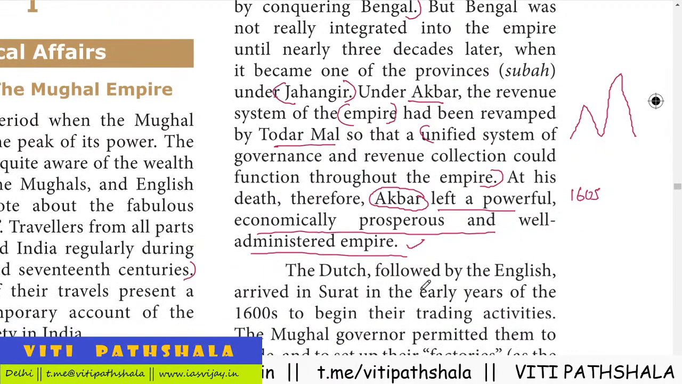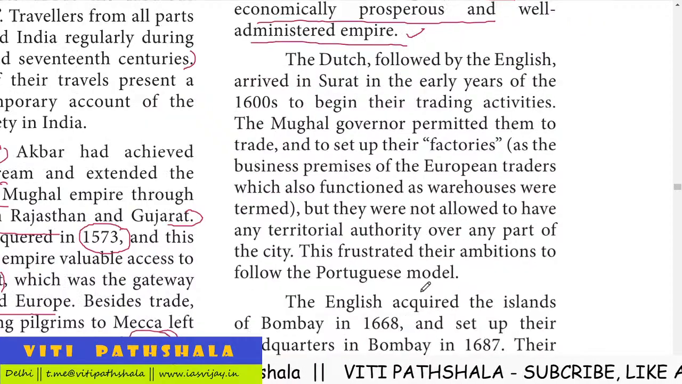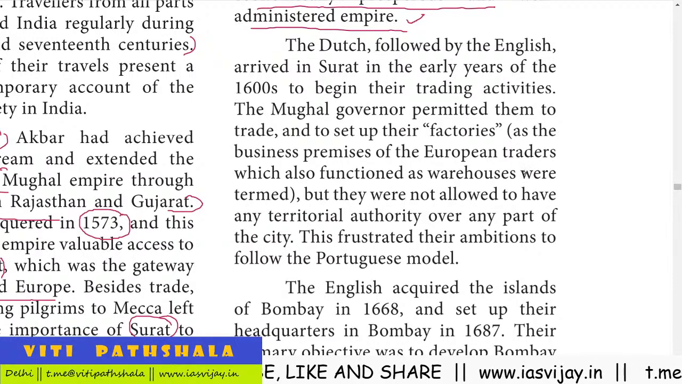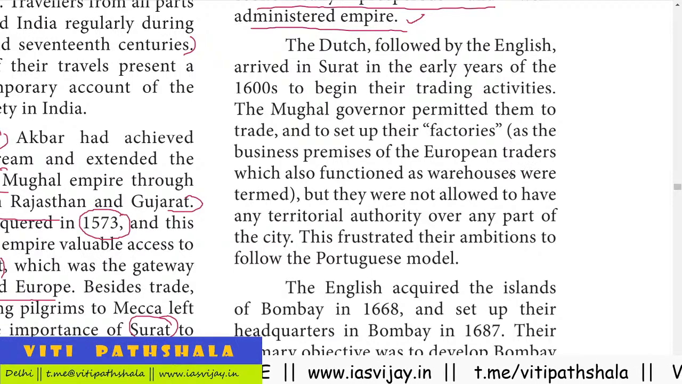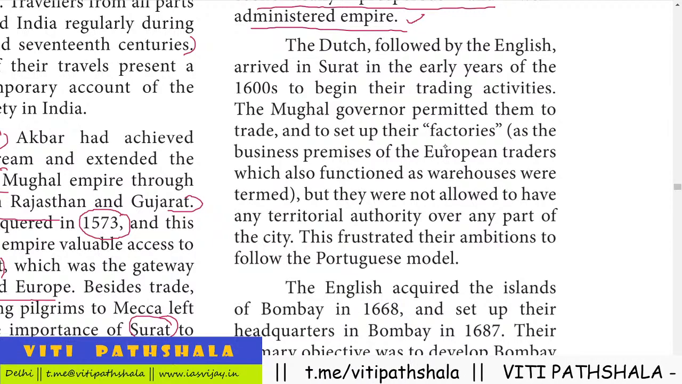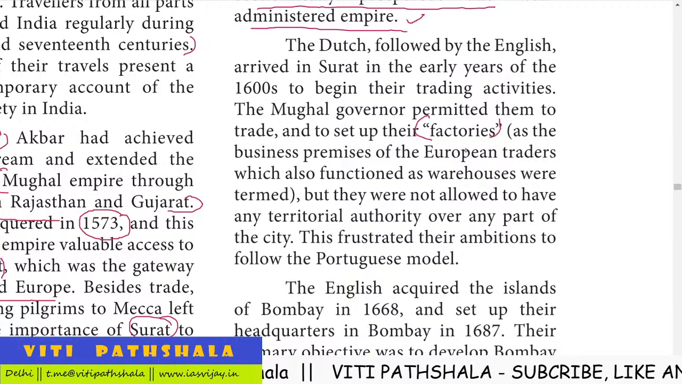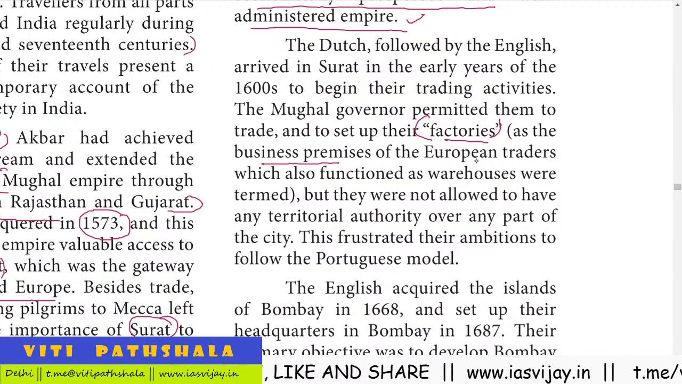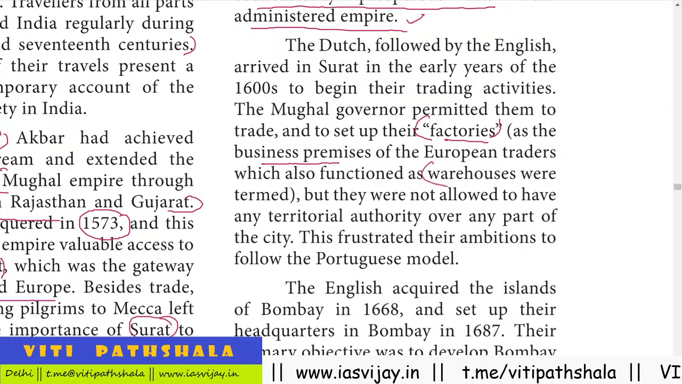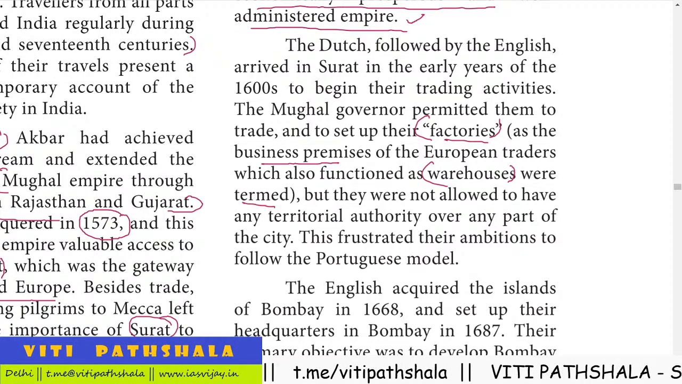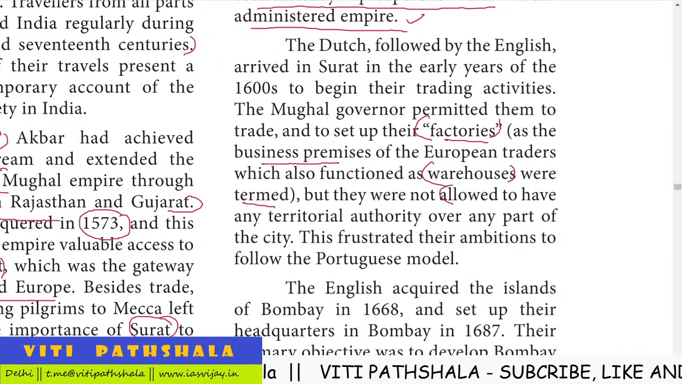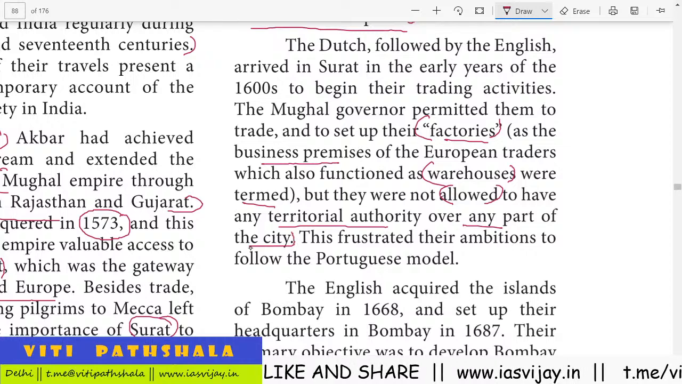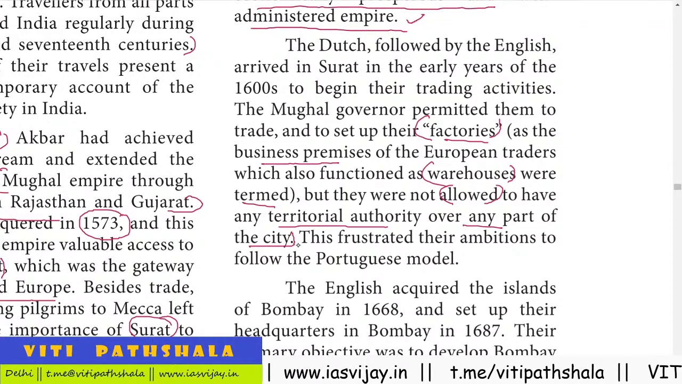The Dutch, followed by the English, arrived in Surat in the early years of the 1600s to begin their trading activities. The Mughal governor permitted them to trade and to set up their factories as business premises. What were the factories? Factories were the business premises of the European traders, which also functioned as warehouses. But they were not allowed to have any territorial authority over any part of the city.